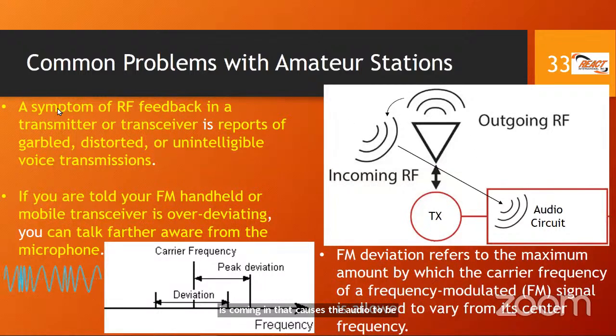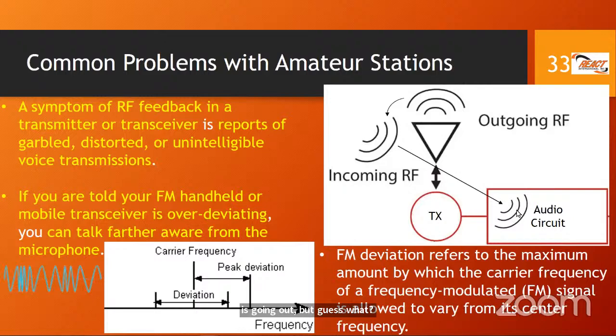So we are saying that one of the symptoms of that RF feedback is reports of garbled, distorted, or unintelligible voice transmissions. So that can happen. I may be talking to someone, I'm keying the push to talk, I'm transmitting, my signal is going out, but guess what? It's also coming back in, and it's affecting the audio circuit.